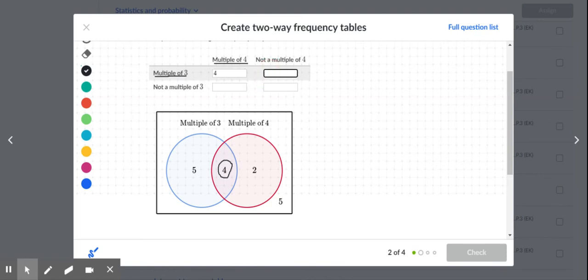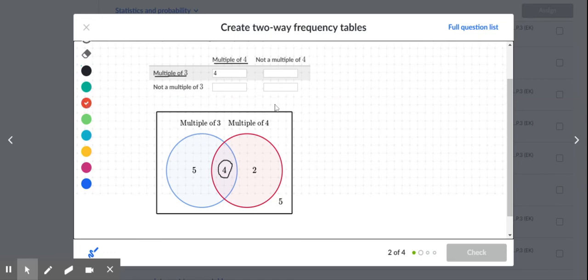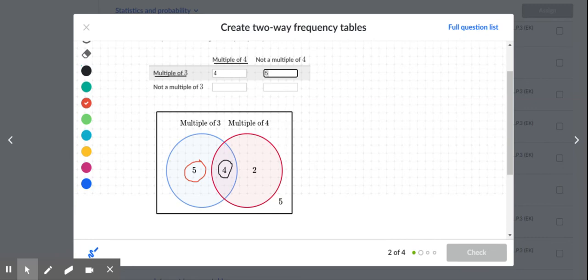For this box, it says multiples of 3, but not a multiple of 4. So we want things that are in the multiple of 3 circle, but not in the multiple of 4 circle. So we're talking about that. Okay, same thing for the other circle. And then this little number down here in the corner all by itself is not in any circle. That means it's not a multiple of 3 and it's not a multiple of 4. So this is where the 5 would go.